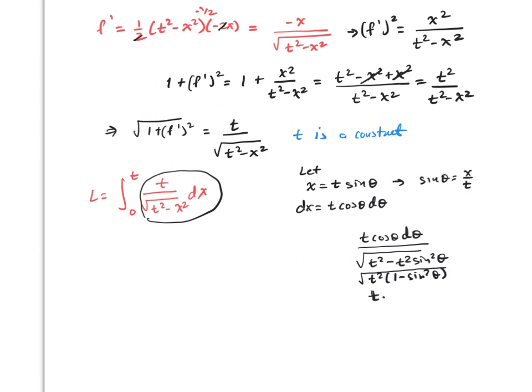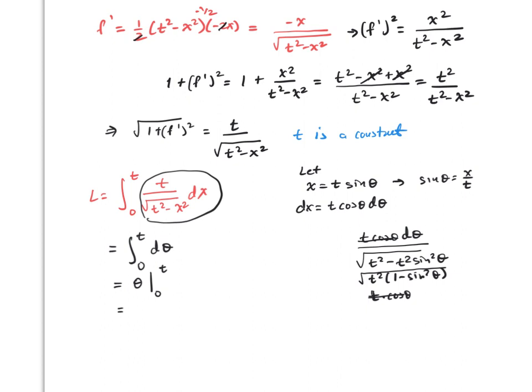So you take the square root, the bottom you end up with cosine theta also. So this and this cancel. So you end up with just the integral from 0 to t of d theta, which is equals to just theta from 0 to t.